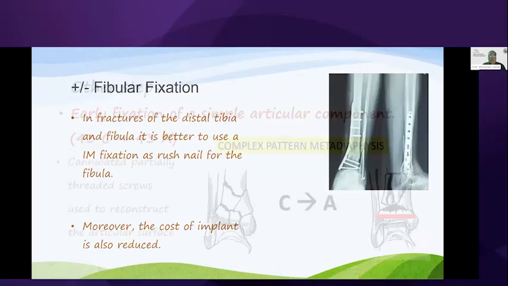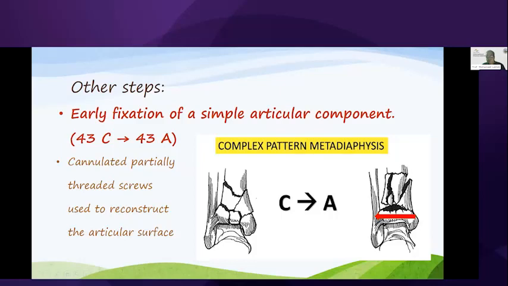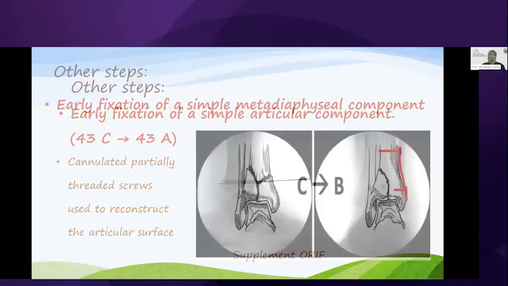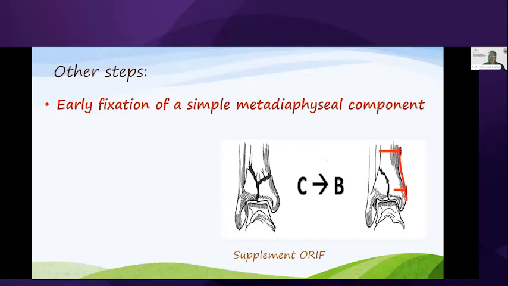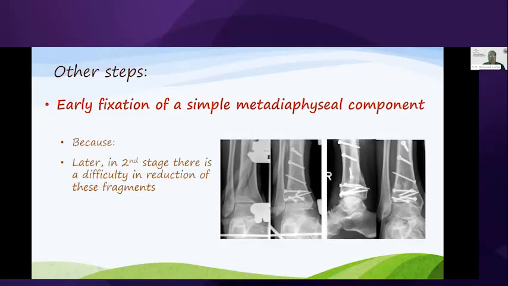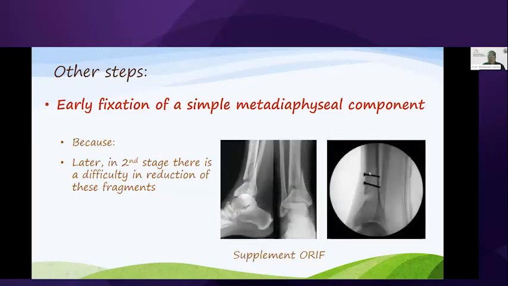Another step for the first aid: early fixation of simple articular component to convert type C to type A, like this X-ray, for the restoration of articular surface. Also, early fixation of the simple metaphyseal component for conversion of type C fracture to type B fracture. Why do we do early fixation of the metaphyseal fragment? Because later in the second stage, there is a difficulty in reduction of this fragment after removal of the fixator, and it is for interfragmentary fixation of the metaphyseal fragment.